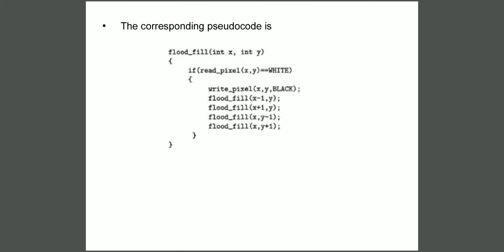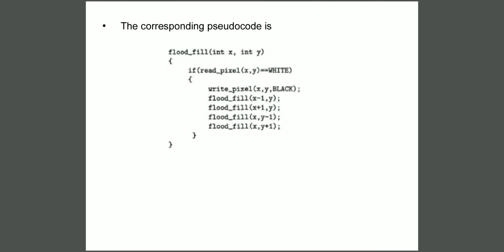So we will call again the same function recursively for the first neighbor, that is x minus 1 comma y. X minus 1 comma y is the left neighbor for the seed point. So we'll pass those values to the flood fill function again. In the same way, we'll call the same flood fill function recursively for the next neighbor, that is x plus 1 comma y, that is the right neighbor for the seed point.